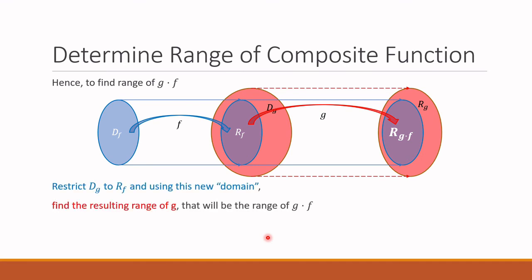So if you want to find the range of the composite function, which is the blue set over here, what you need to do is simply restrict, or replace, the domain of g with the range of f. Because now I'm not going to use the full red circle, I'm just going to use the smaller blue circle, and I treat this as my new domain, the domain of g. And I try to find what is the range of g. I use this new domain to find the range of g. This new range will be the range of gf.